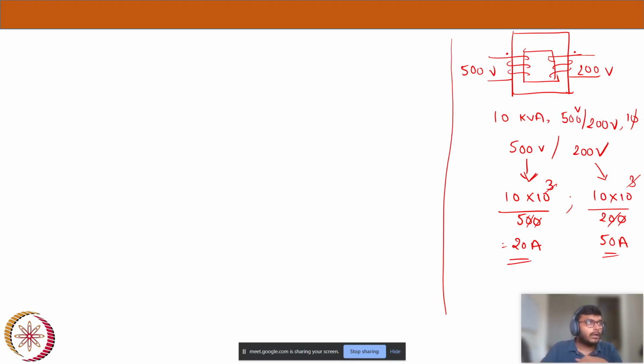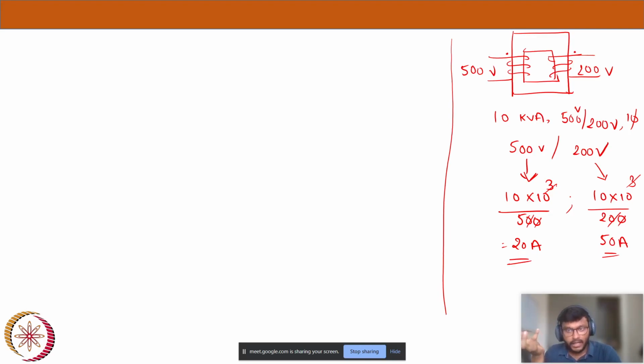Now, let's say you are in a lab. You have this particular transformer, the exact same transformer with these ratings: a 10 kVA, 500 by 200 volt, single phase transformer. You have only a 500 volt supply. But you are asked to supply a load of 700 volts. That means you have only this particular transformer, and in the lab itself you don't have a 700 volt supply, but you have a 500 by 200 volt transformer. Now, can you do that? Using this transformer, can you supply the 700 volt load?